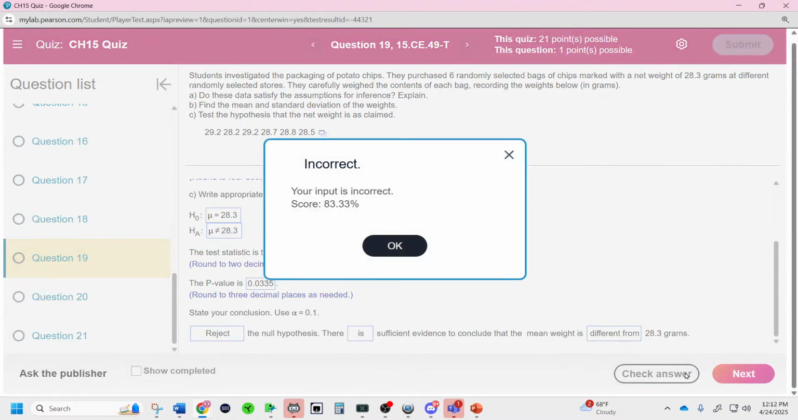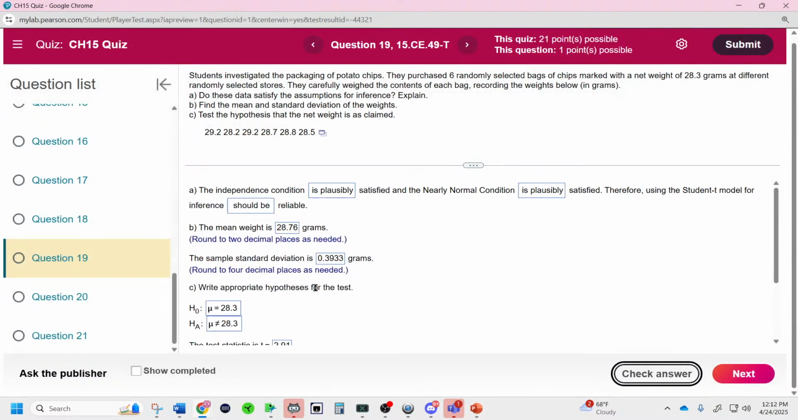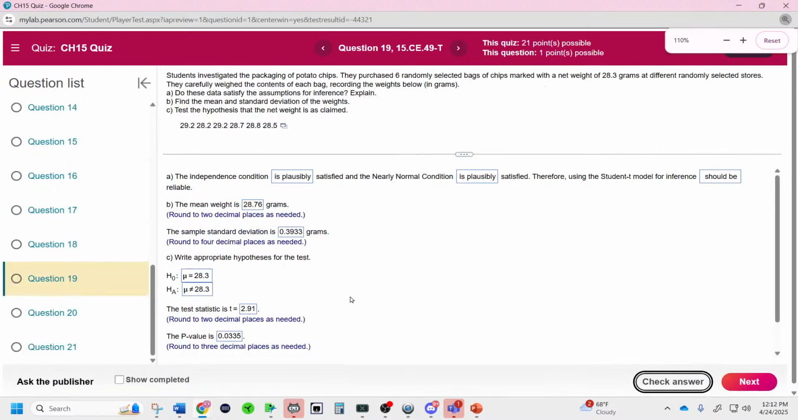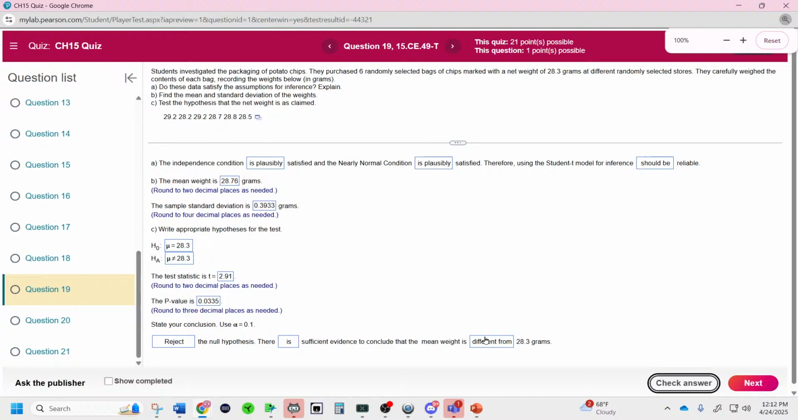And we should get it right. Is it really the plausible ones? Does anyone see decimal errors on here? Let's see, what did I do? We are definitely rejecting the null. P-value is less than.